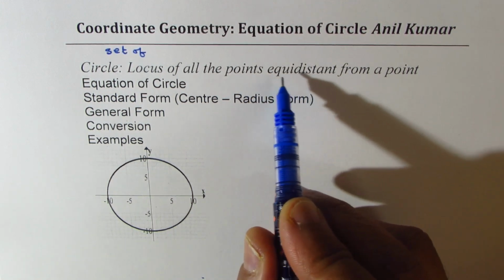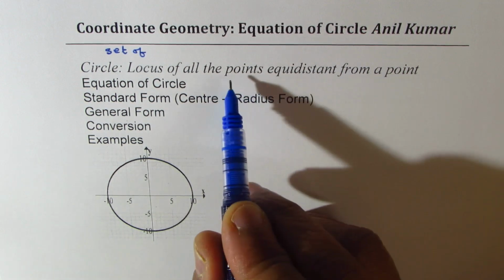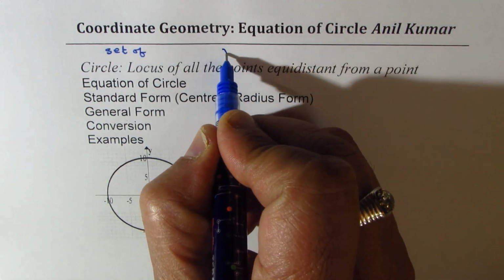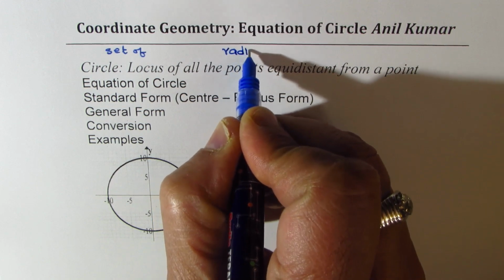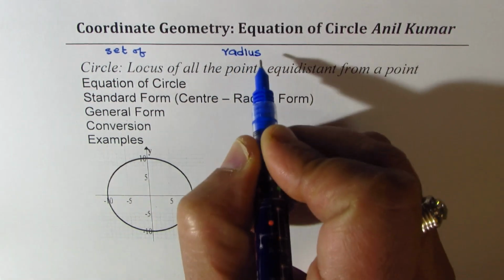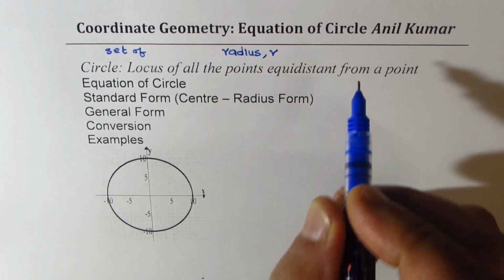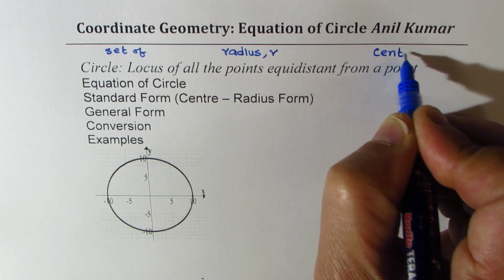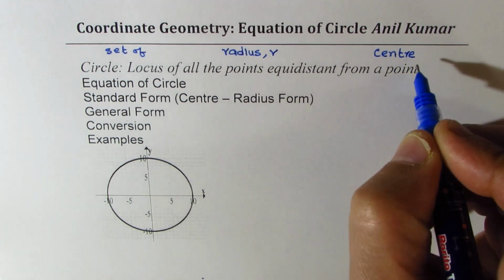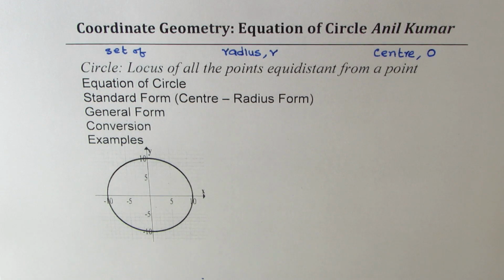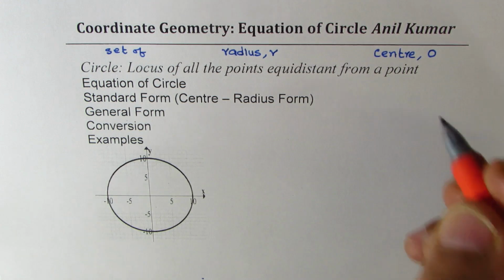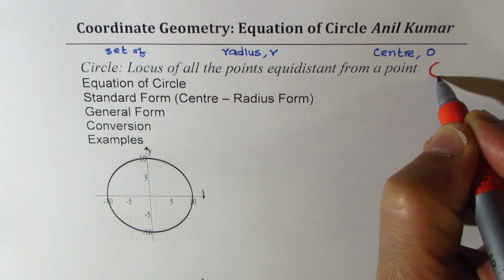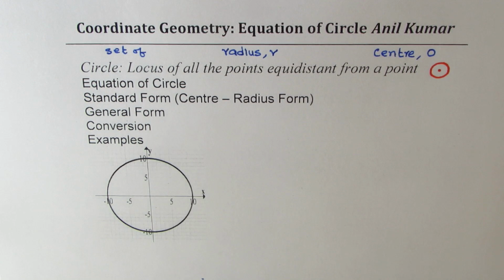Equidistance means the same distance from a point, and this distance is referred to as radius. We normally write R for it. From a point, and that point is called the center of the circle. Normally, we'll write capital O for the center of a circle. We can actually represent a circle just as shown here with a center. So that is how we'll also represent the circle.